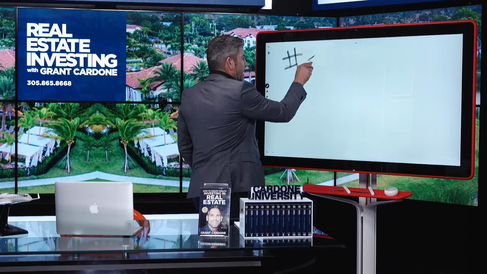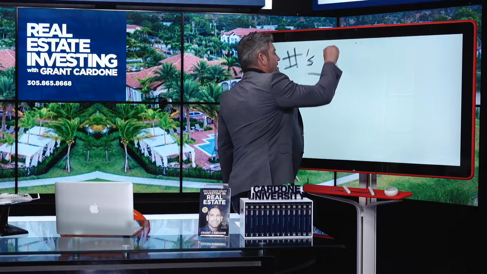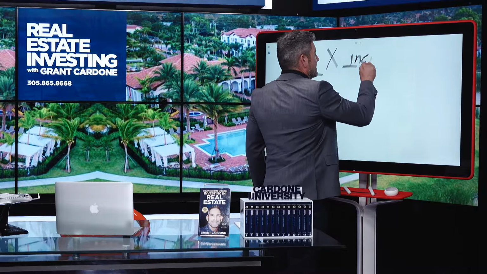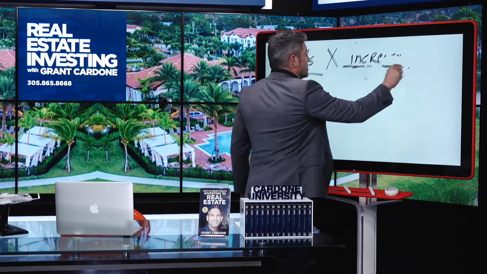I want you to understand why I say the number of units is the single most important term in all of real estate, the most overlooked and underspoken about term in real estate. Not the NOI, not the GRM, not the rent multiplier. It is the number of units. Why? Because the number of units times any increase will determine appreciation in the future.